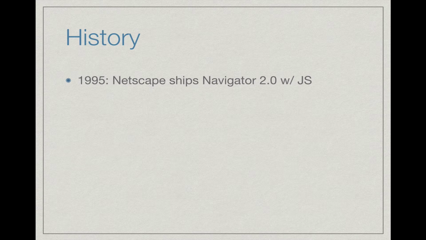In 1999, Microsoft shipped Internet Explorer 5. This is the first browser with support for Ajax. Might be 5.5. Does anybody know if that's 5 or 5.5? 5.5, thanks. And so this is the first time we can asynchronously make a request and pull back data from a server without a full page refresh.